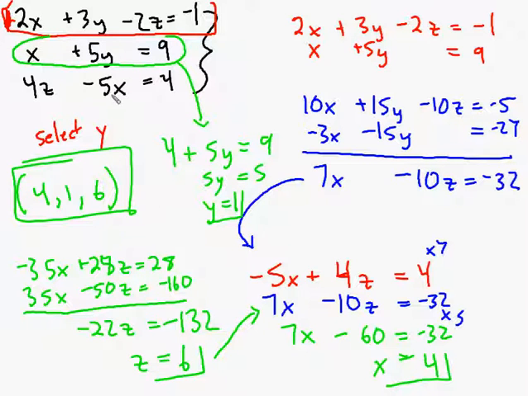Let's do one more easier one. Sometimes these easier ones with a variable already eliminated actually end up being more tricky, even though they actually are easier.